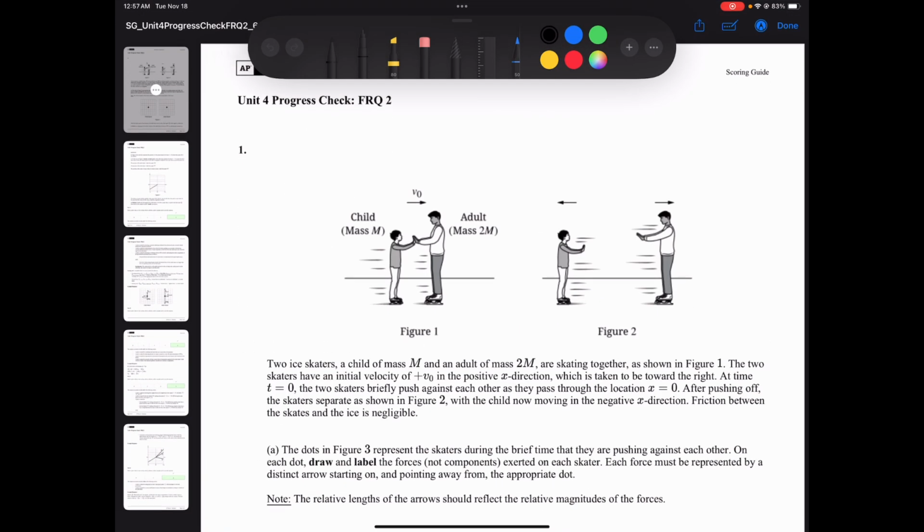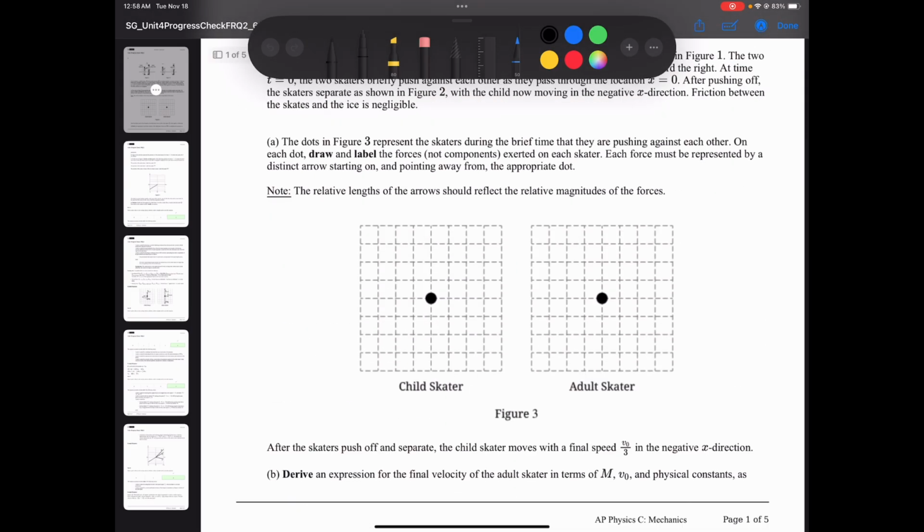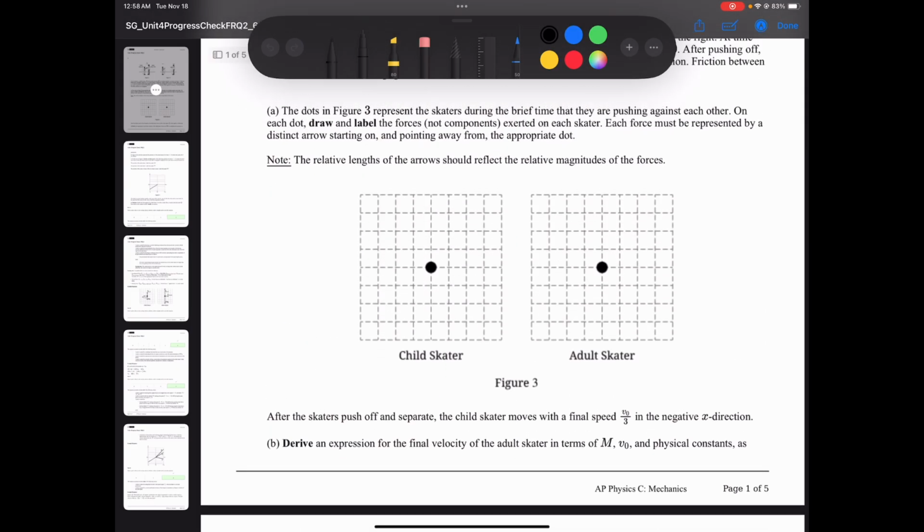All right, so we have these two. We have a child and an adult, and they're ice skaters, and they start with some initial momentum where they're moving to the right with some velocity v naught, and then they're going to push off of each other. All right, so for part A, we have to draw a free body diagram.